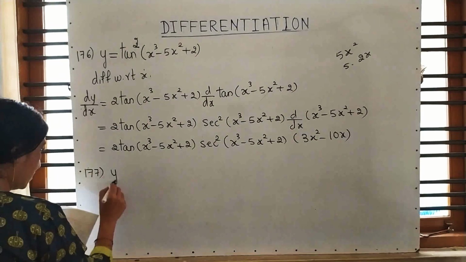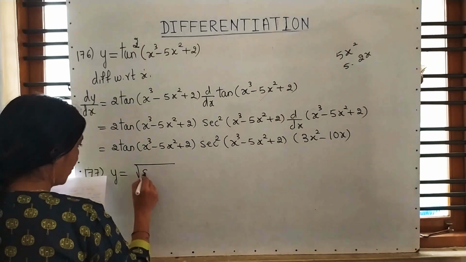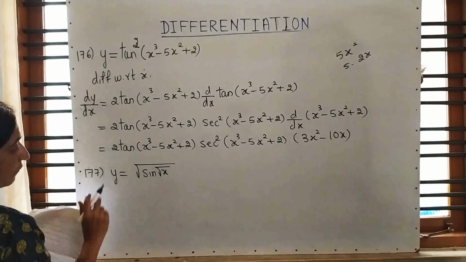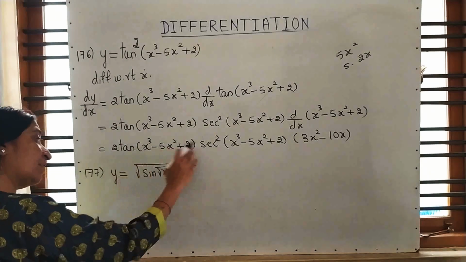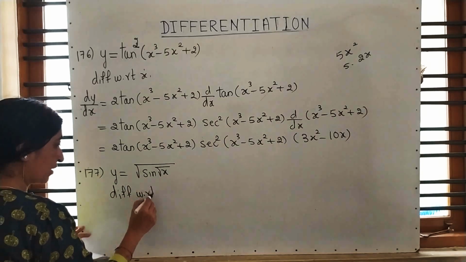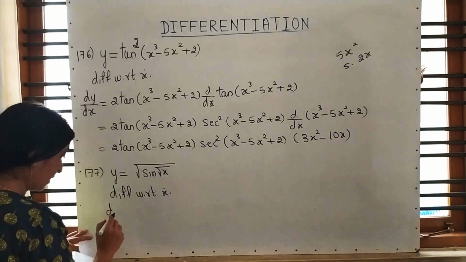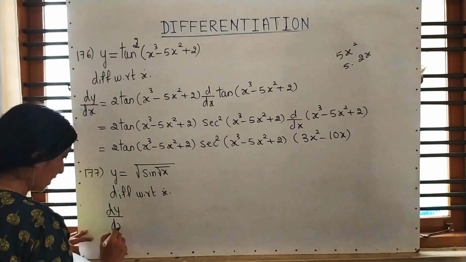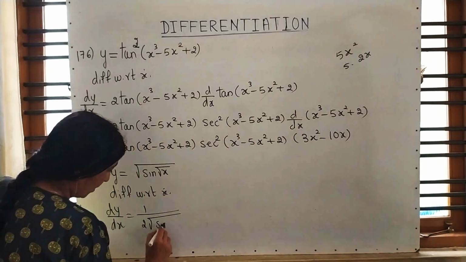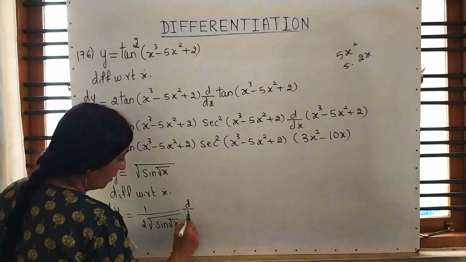177, y is equal to root of sine root x. See, first outside term is outside root. It is in the form of root, outside root, remember. So let us assume this is only root x, in the form of root x. dy upon dx is 1 upon 2 root sine root x. That means we differentiated outside root, then sine root x.